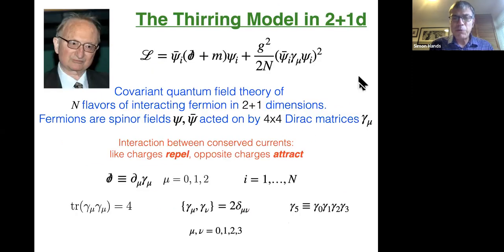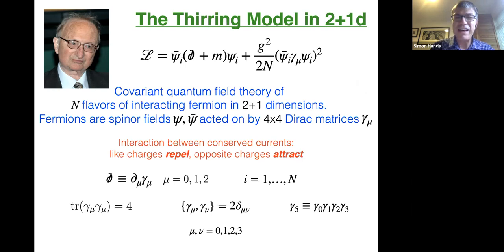I'm going to focus almost exclusively today on a particular field theory, the Thirring Model. In the top left there is a photograph of Walter Thirring, and I'm slightly abusing his legacy here because I'm choosing to define the theory not in 1+1 dimensions, where he started, but in 2+1 dimensions. It's a covariant quantum field theory of interacting fermions. The fermions are described by spinor fields with 4 components. They're what's called a reducible representation of the rotation group in 2+1 dimensions.